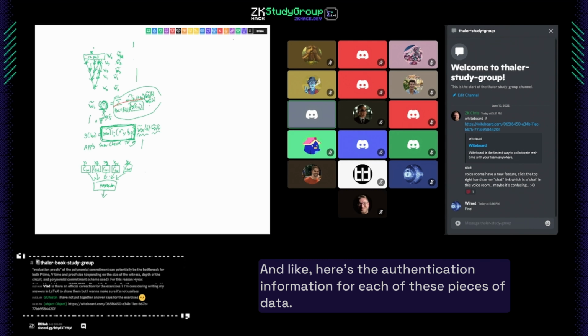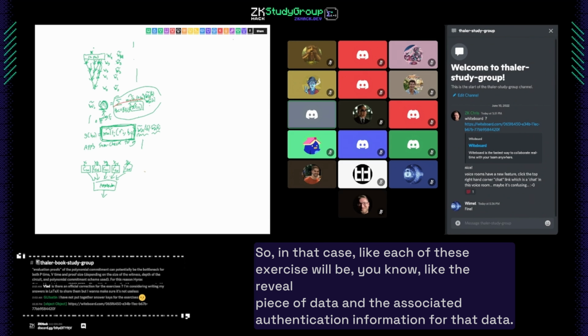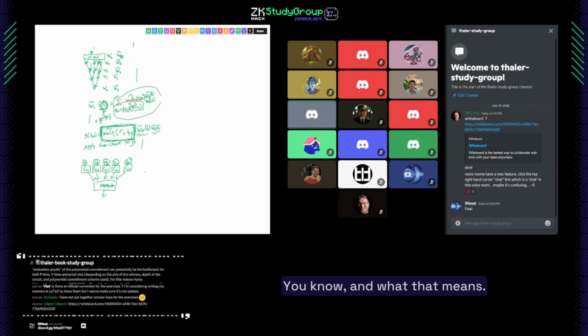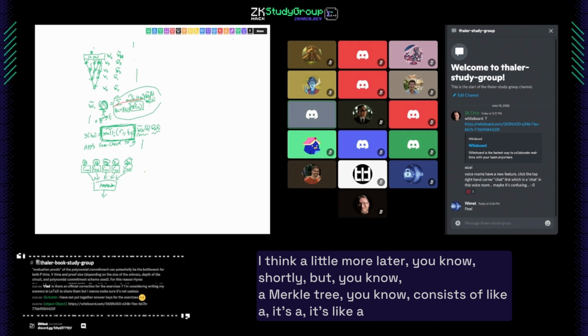And here's the authentication information for each of these pieces of data. So in that case, each of these Xi's will be the revealed piece of data and the associated authentication information for that data. And then C sub is just going to check for each of them that the authentication information is valid. And what that means, and again, we're going to talk about Merkle trees a little more shortly.